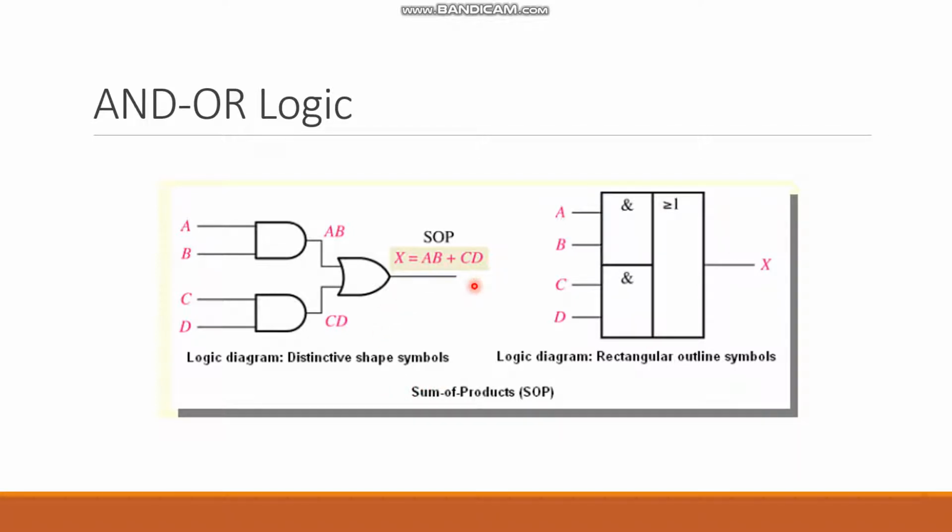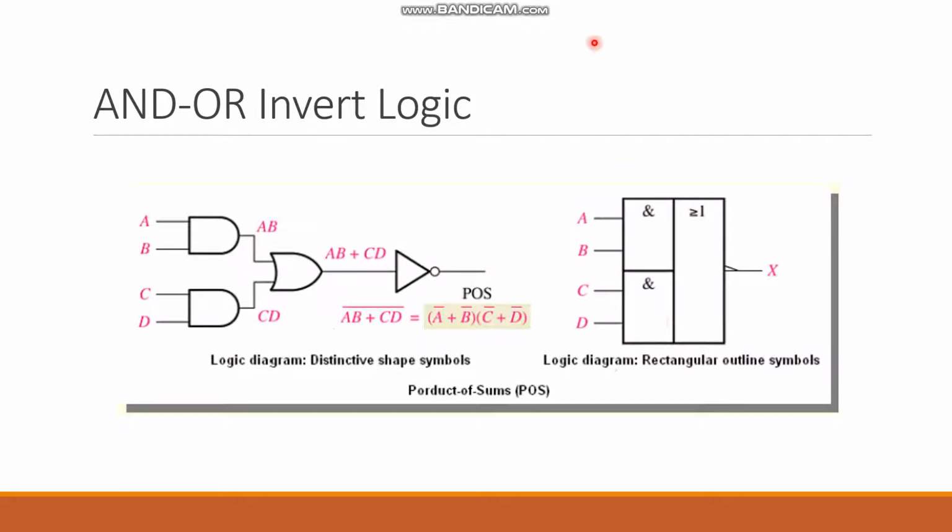Like what do we have here? They are similar to each other, but this one is a logic diagram and this one is a rectangular outline symbol. So this is the opposite of the previous one. We've got AND, OR, and invert logic. The circuit is the same, except we've got a NOT gate by the end of the circuit. So this is going to be a NOT gate, or you can say only a bubble here instead of that one. So you've got AB or CD, and we are going to invert that one. And that inverter is going to go above the whole expression because the NOT gate is after the logic gate.